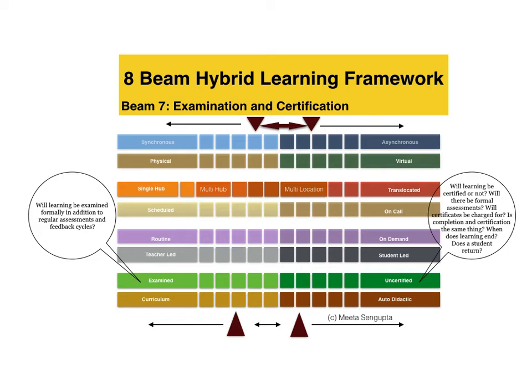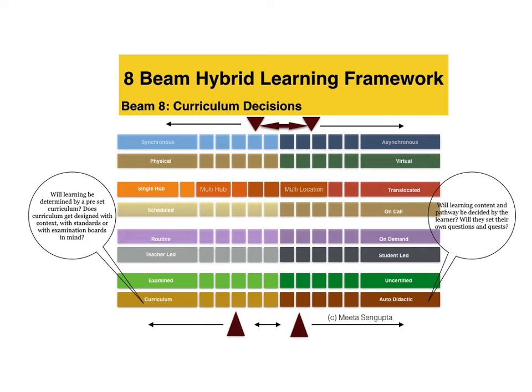Note here that assessment will definitely happen. You will have all of your formative assessment. You will also have formal assessments. You will have summative assessments, whether they are for each individual module at a time, examined or unexamined modules. Our little squares there could be our modules or the courses in our department. So what is our decision for our hybrid learning environment for examinations and certification? And our final eighth beam is about curriculum decisions.